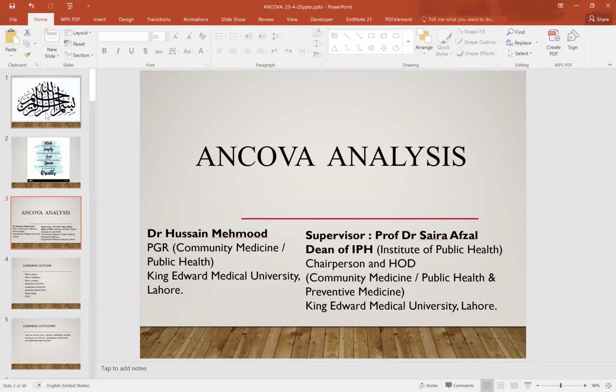What is a covariate? A continuous variable that exists naturally within the research unit and is not part of the main experimental manipulation but has an effect on the dependent variable, leading to an effect on the study outcome.